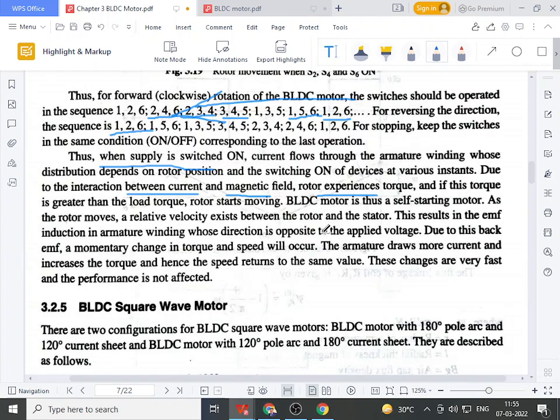Say, for a simple example, if one person has the capacity to carry 10 kg of weight, and if I keep 100 kg of weight on his head, what will happen? That person is not able to carry that 100 kg of weight. So if we keep a weight which is less than 10 kg or equal to 10 kg, at that time that person will be able to carry that particular weight.